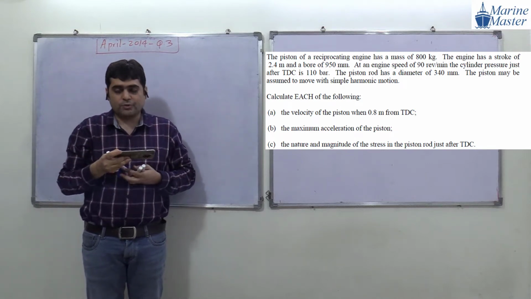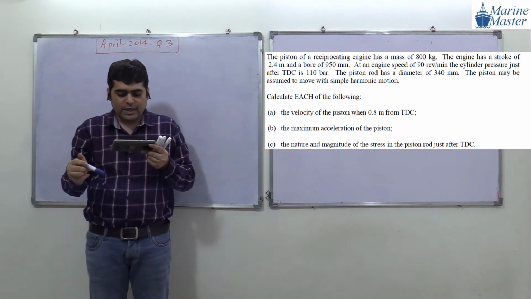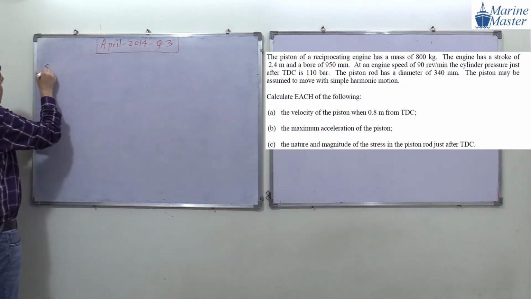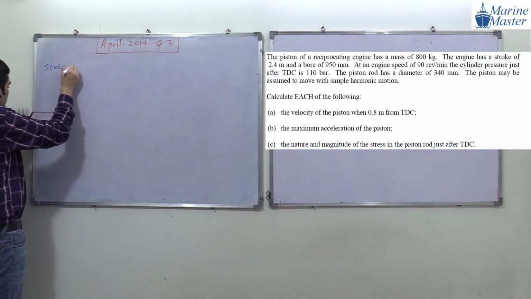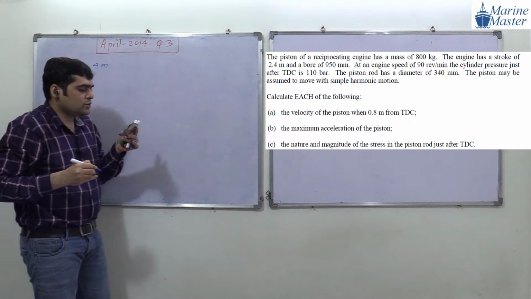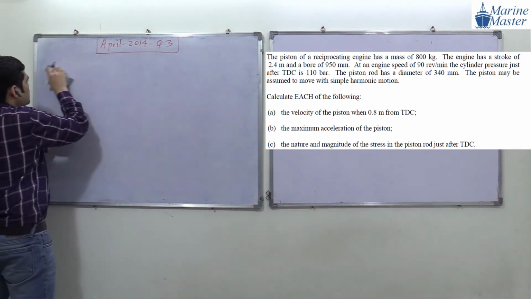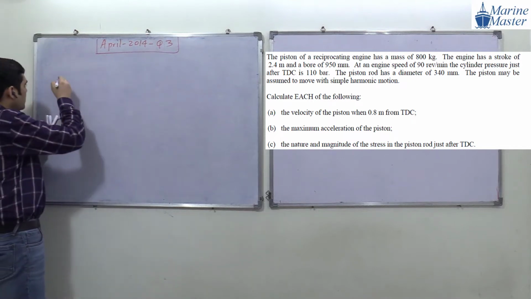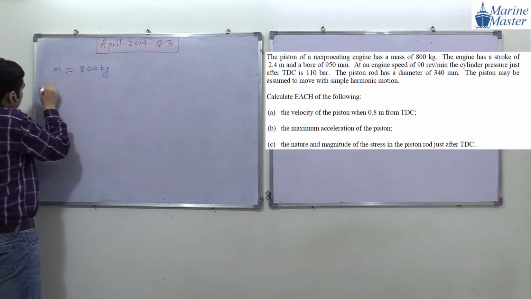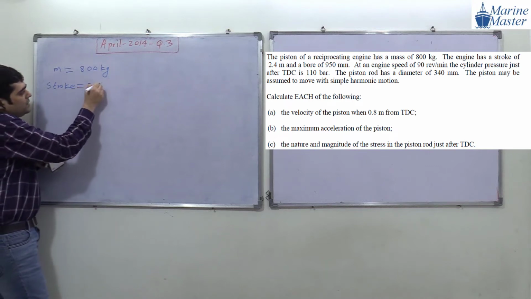A piston of a reciprocating engine has a mass of 800 kg. How much mass? 800 kg. The engine has a stroke. How much is the stroke of the engine, everyone? The stroke of the engine is 2.4 meter. Before that, I will write down the mass first. The mass of the piston is 800 kg. Then the stroke is 2.4 meter.